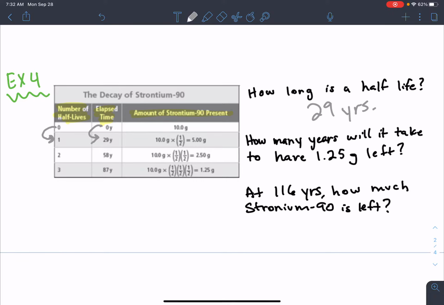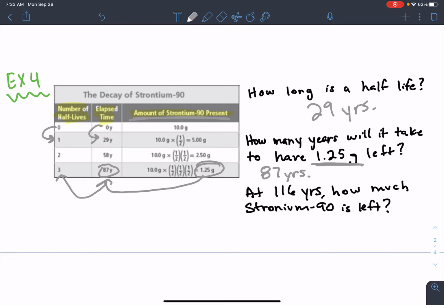The next question asks us, how many years will it take to have 1.25 grams left? So we look at this amount of strontium present, and we have to find where it's going to be 1.25 grams. So if you look down at the bottom, this is 1.25 grams, and we need to figure out how many years it will take. So we go over to our amount of time gone, and it's 87 years. They could also ask you in this question, how many half-lives does it take to get 1.25 grams? And if it asks you for how many half-lives, you would put this number 3.